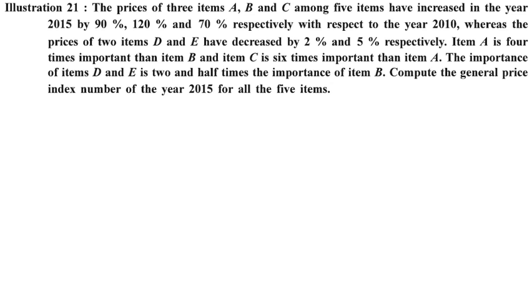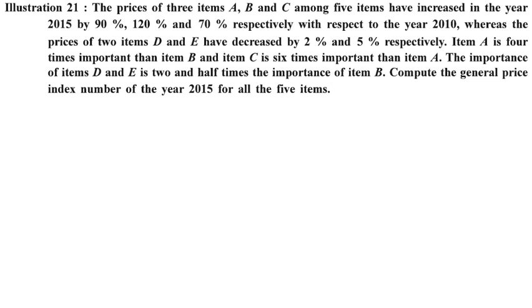Now at first glance this sum doesn't seem to be telling us anything, it seems like an impossible sum, but if we check it very clearly, the first sentence says that the prices of the items increased by 90%, 120%, 70% and decreased by 2% and 5%.